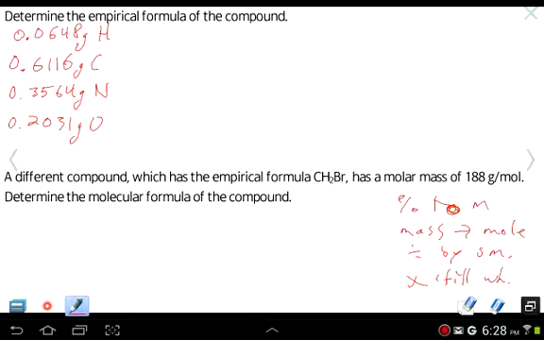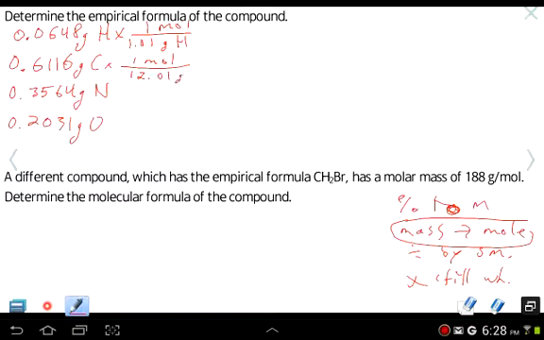So we're going to do the mass to mole step next. Let's go ahead and convert all these into moles. And that's done by simply dividing them by their molar mass. Grams of hydrogen down below, a mole of hydrogen up above. Hydrogen is 1.01. Do the same thing to carbon. A mole of carbon is 12.01 grams. A mole of nitrogen is 14.01 grams. And a mole of oxygen is 16.00.